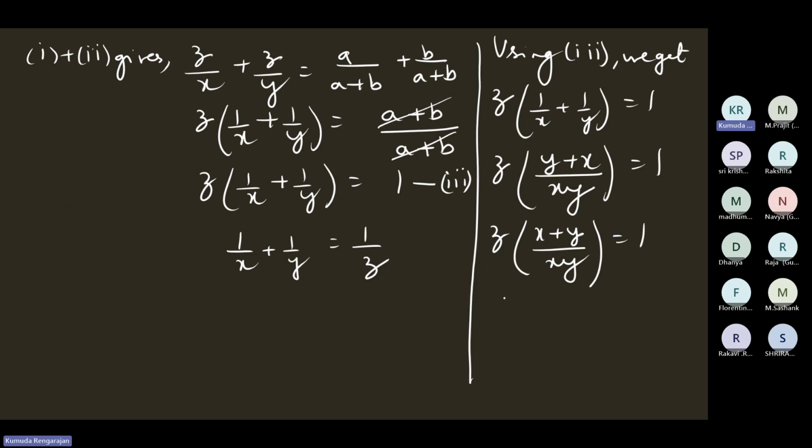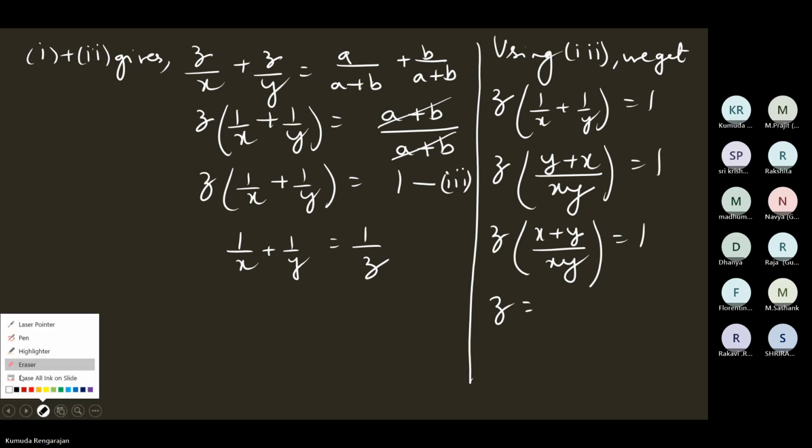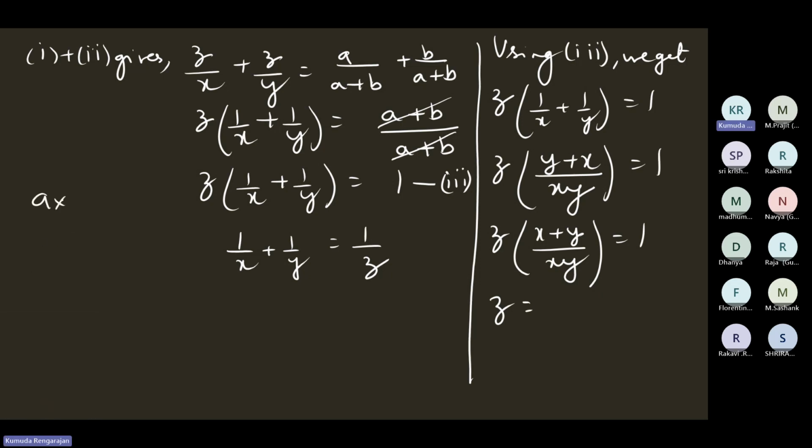So z is equal to, when this fraction goes to the other side, children, it becomes its reciprocal. Supposing we have a into 4 by 5 is equal to 1. So a is equal to 5 by 4.